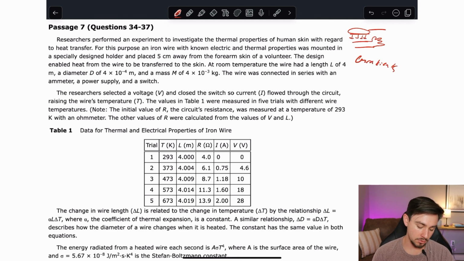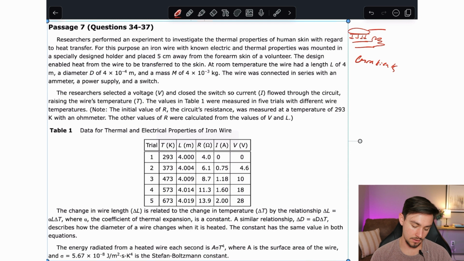The design enabled heat from the wire to be transferred to the skin. Okay. I guess I could have shut my mouth and read another sentence, right? So heat is transferred from the wire to the skin. At room temperature, the wire had a length L of 4 and a diameter D and a mass of 4 times 10 to the negative third.